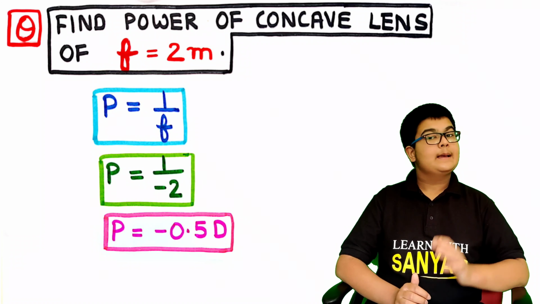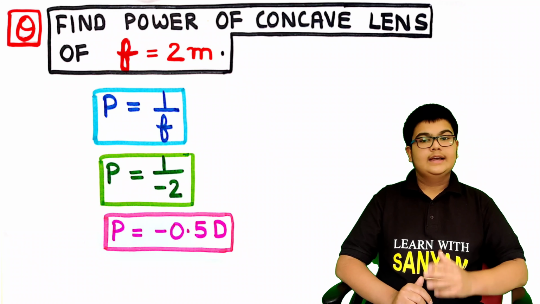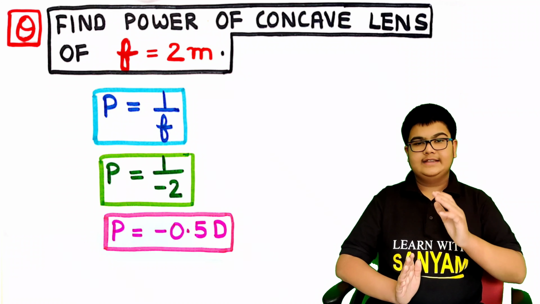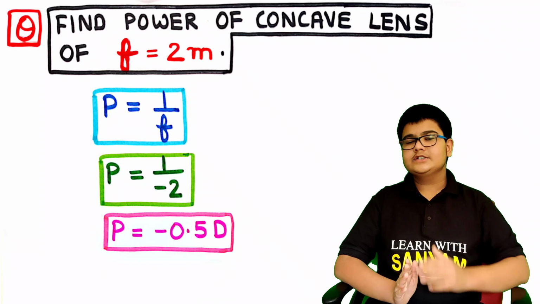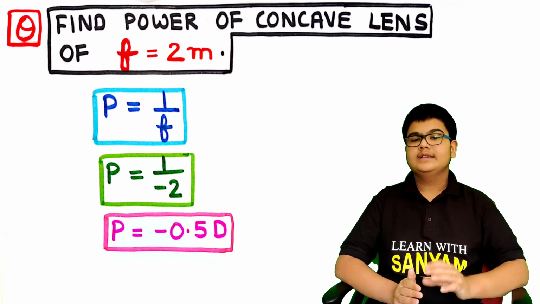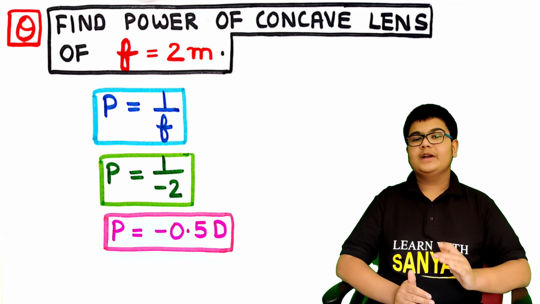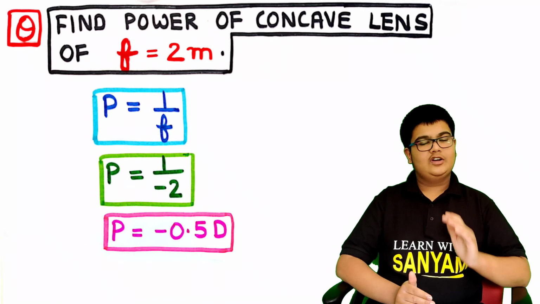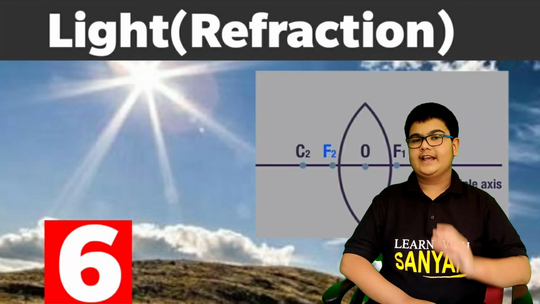Now, let's use the formula for power of lens, that is P is equal to 1 upon f. If we put the value of f in this, then we will get P is equal to 1 upon -2. Now, if we just solve this by dividing 1 by -2, we will get that the power of the lens is equal to -0.5 diopter. So with this, we come to the end of this entire chapter, that is light, reflection and refraction.